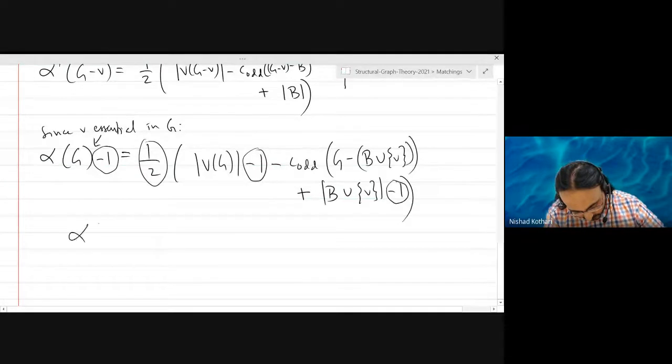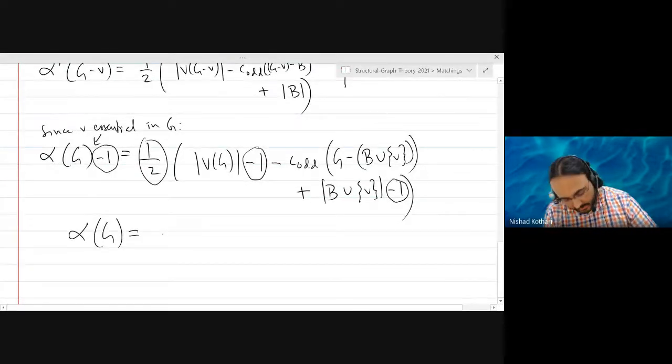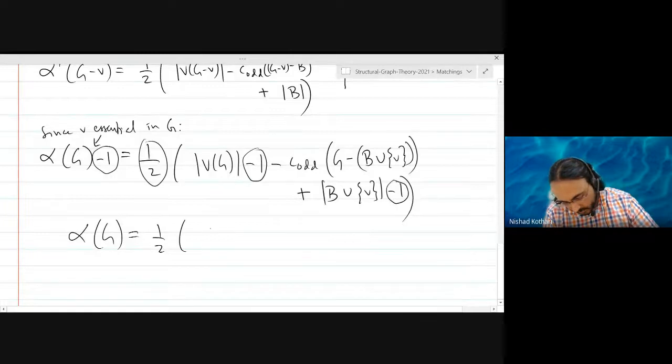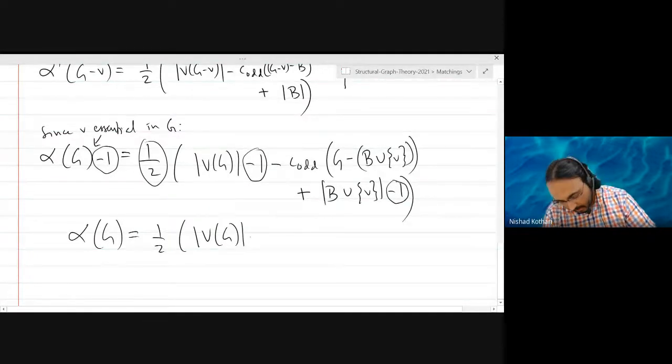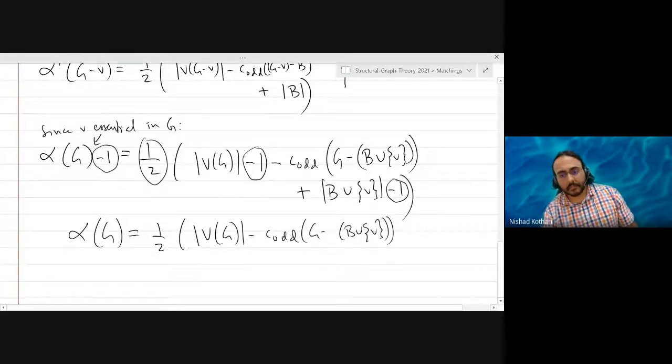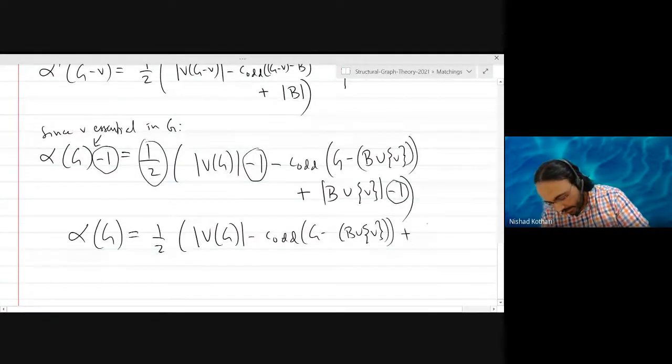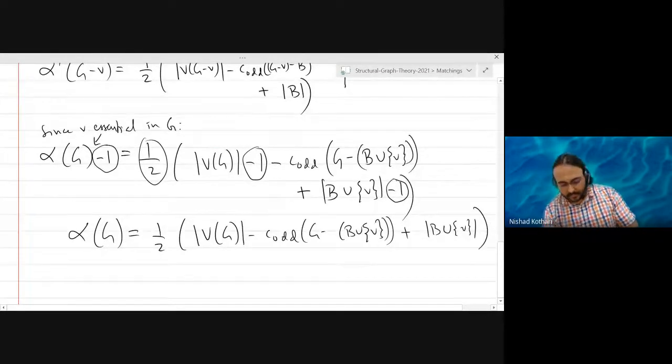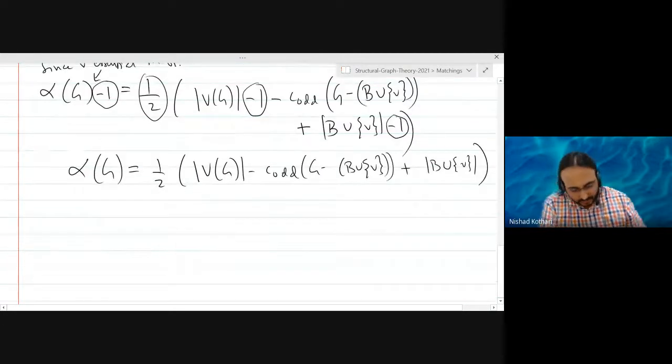And so that basically means that the matching number is exactly the quantity we actually want. It's the number of vertices minus the number of odd components in G with respect to deleting this set of vertices, and adding the cardinality of B union V. Yeah, that's correct. Okay. And this is exactly the definition of a barrier in the graph G. B union V is a barrier in G.